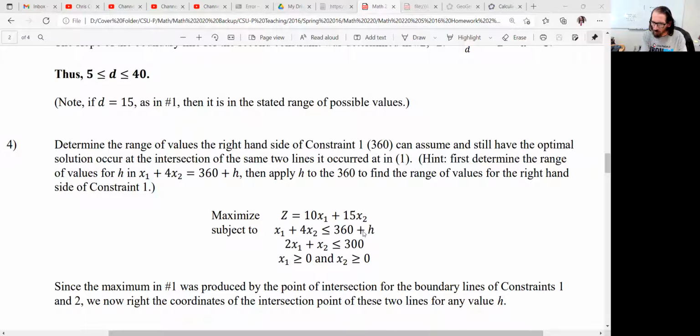And then we're going to take a look at shifting that first line. Adding h could be positive or negative. And so we're going to have things parallel to the original line. How much can we move that around by, keeping it parallel to the original line and still have it be at the intersection of these two constraints?